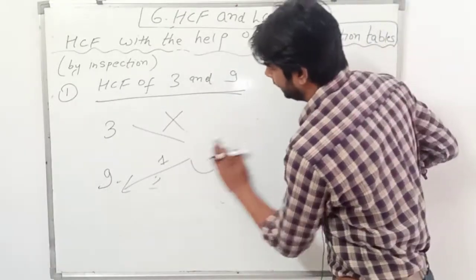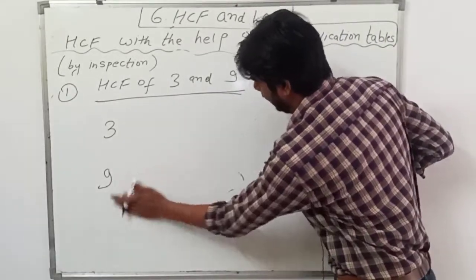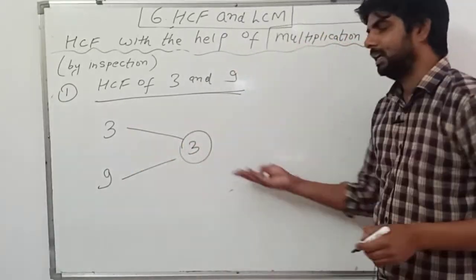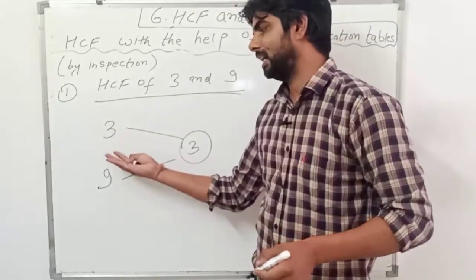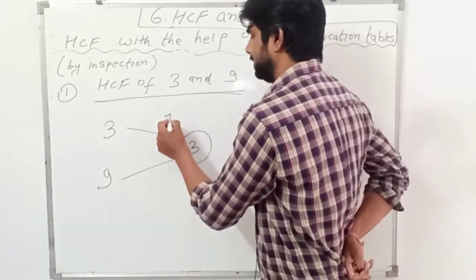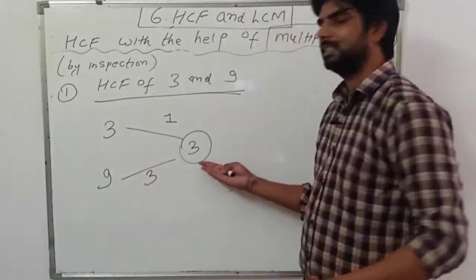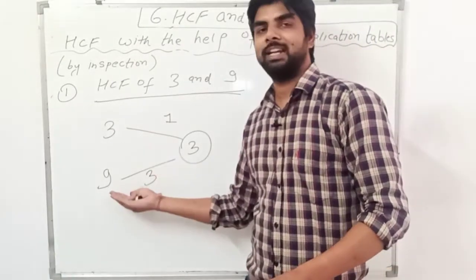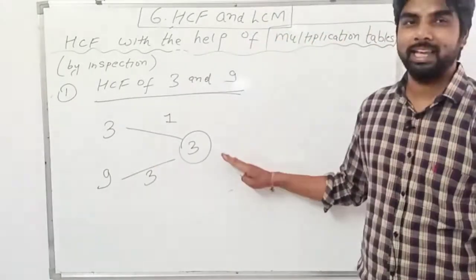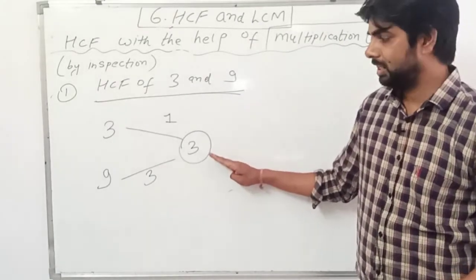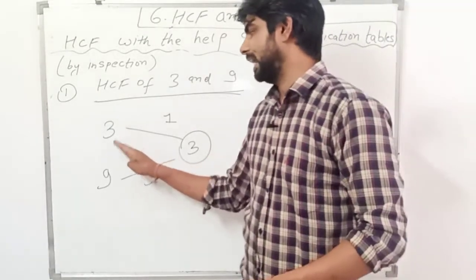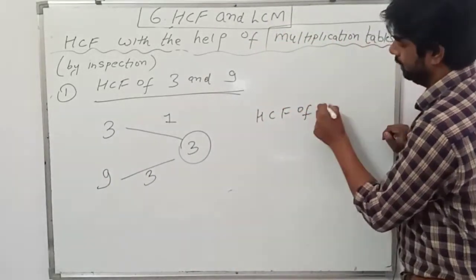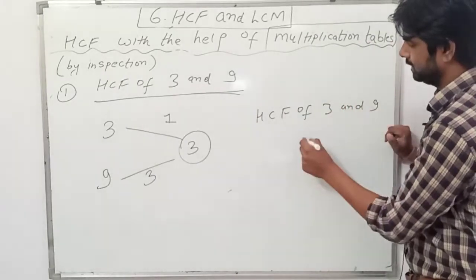So which is our highest common factor? We have seen that while we are using 3, it is the highest number that divides 3 and 9. We know that 3 1s are 3 and 3 3s are 9, and it is the largest number. After this number, there is no number that exactly divides 3 and 9. So in this case, by inspection of the table of 3, we find out that the HCF of 3 and 9 is 3.